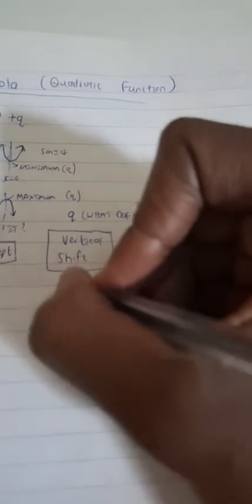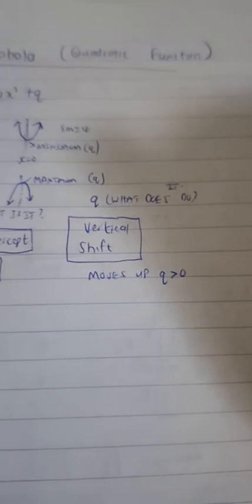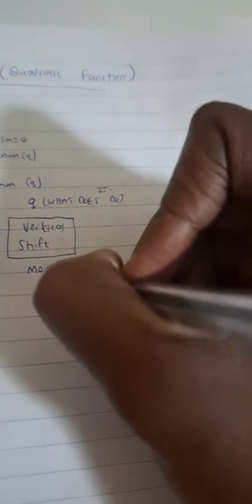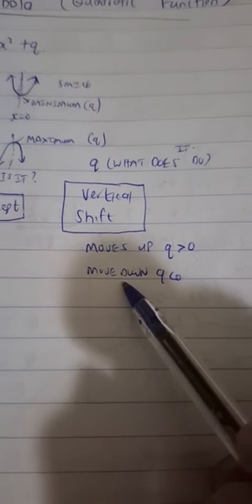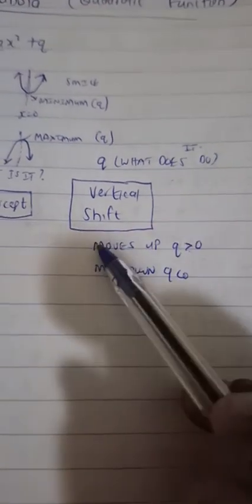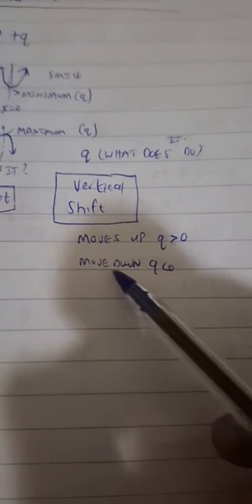So vertical shift: the graph moves up whenever Q is greater than 0. The more you add to Q, the more you move the entire function up. But if Q is less than 0, or you subtract, then the function moves down. I hope that makes sense. So Q greater than 0, movement of the function up. Q less than 0, movement of the function down.